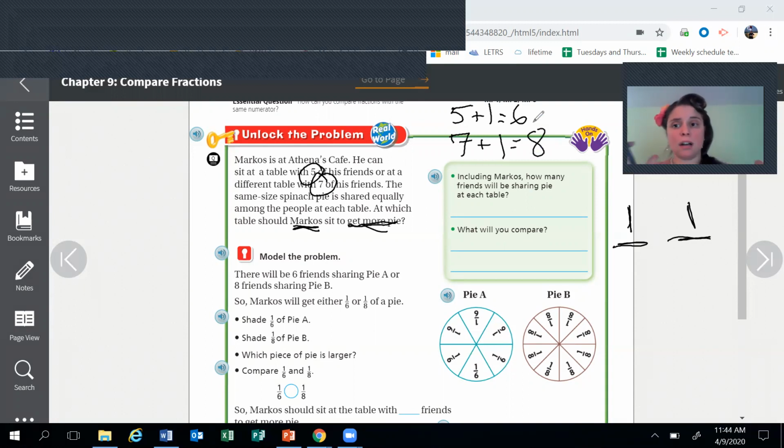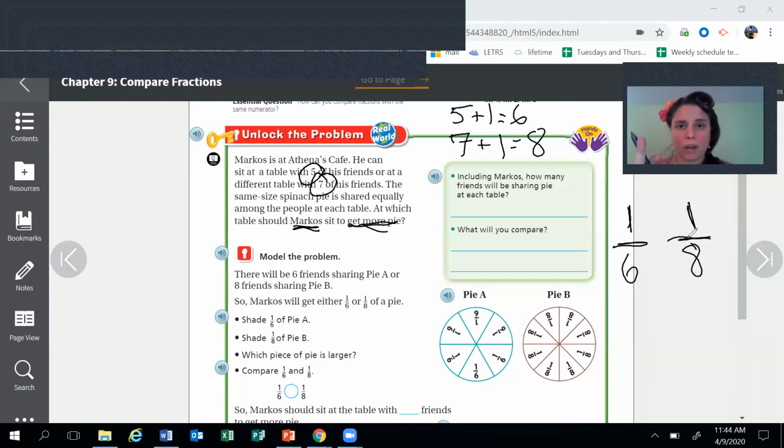So we're going to compare the fractions, the pies. If you see down here, they drew a picture of the pies, right? So each pie is the same size, and they're going to have to cut it up into how many people want to eat it. So if he sits at the first table with 5 of his friends, he gets 1/6, right? And if he sits at the table with 7 of his friends, he'll get 1/8.